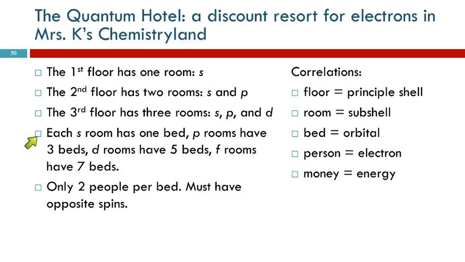So the S rooms each have 1 bed in them. The P rooms have 3 beds. The D rooms have 5 beds, and the F rooms have 7 beds. You're like, okay, this is a little weird. Yeah, it is. And one of the rules here is you can only have 2 people per bed, no sleeping on the floor, and you have to have opposite spins in the beds.